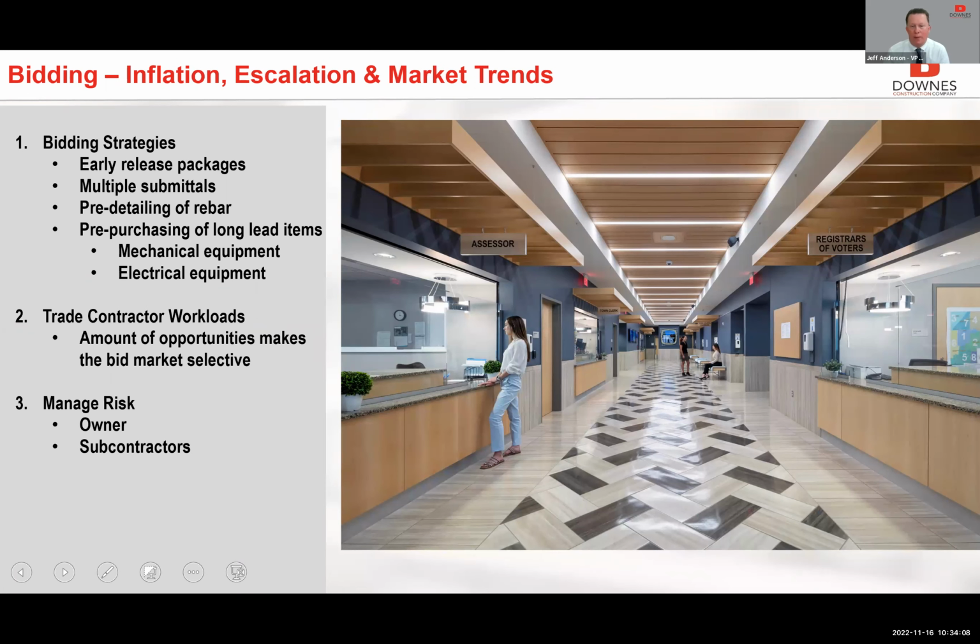So in terms of bidding, as it relates to inflation, escalation, and market trends, we've established some unique strategies because of the realm that we've been dealing with as of late. And that is early release packages. What that means is we're looking at ways to pre-purchase items. So pre-purchasing mechanical equipment, as an example, when you're talking 6, 7, 8 to 10 months to get that type of thing. We've talked about the electrical equipment, switchgear. We're working on pre-purchasing of switchgear.